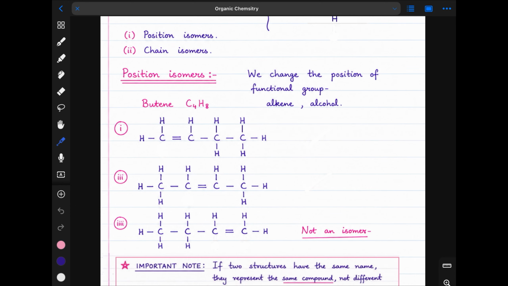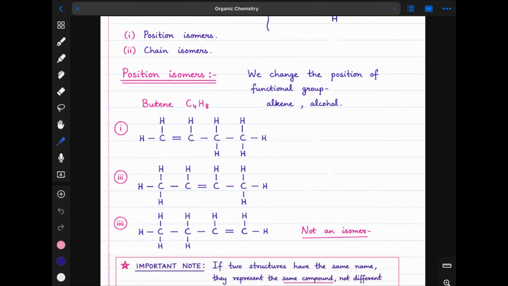Now here we have the example of butene, C4H8. And here you can see that in the structure 1, the double bond is between the carbon 1 and carbon 2. But then in the structure 2, the carbon double bond has come between the carbon 2 and the carbon 3. And now you can notice that the carbon chain has remained at its place. The thing that has moved is this carbon double bond. And that's exactly what the positional isomerism means.